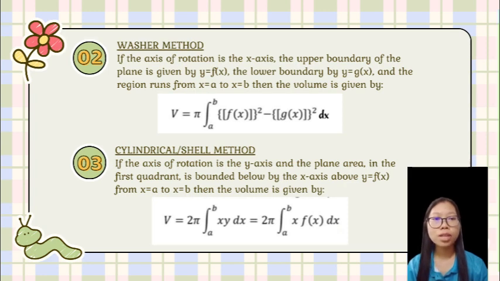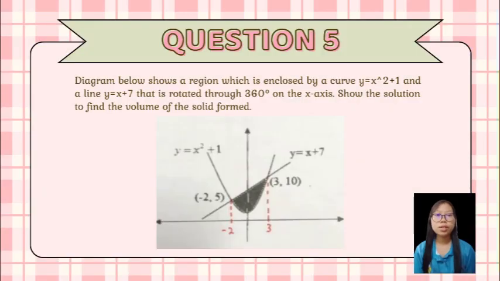And the last one is the cylindrical or shell method. If the axis of rotation is the y-axis and the plane area in the first quadrant is bounded below by the x-axis and above by y equals f(x) from x equals a to x equals b, then the volume is given. And this is the formula.